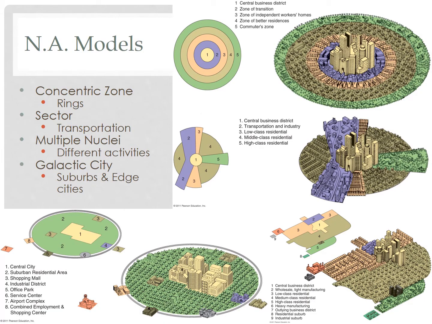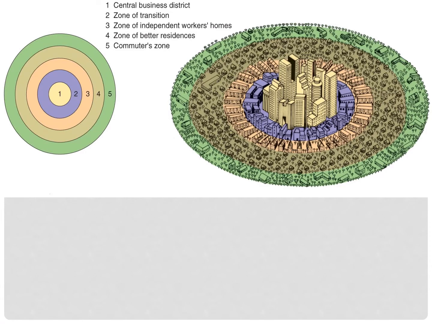So let's dive into the models that are based on the concepts of functional zonation and bid-rent theory. This slide examines the North American models. We start with the concentric zone model. This model was created in 1924 by Ernest Burgess and was the first major model of urban land use. Burgess was a sociologist and argued that cities are essentially set up as rings around a central business district.